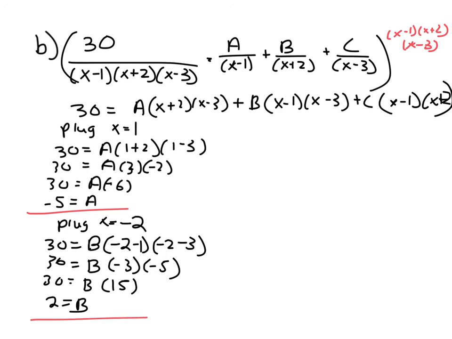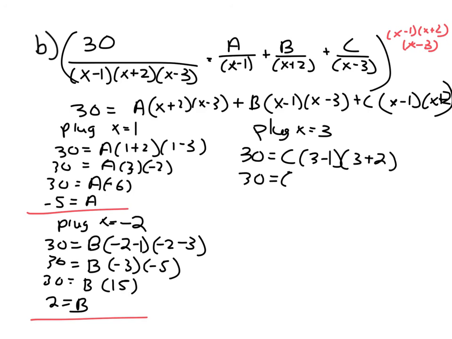Okay. Alright, lastly, let's solve for C. To solve for C, I'm going to plug in x equals 3. And that's because this one has x minus 3 and this one has x minus 3, so I'll be left with only that term. So then I'll have 30 equals C times 3 minus 1, 3 plus 2. Okay, 30 equals C, 3 minus 1 is 2, times 5. C times 10. Divide both sides by 10, you get 3 equals C.